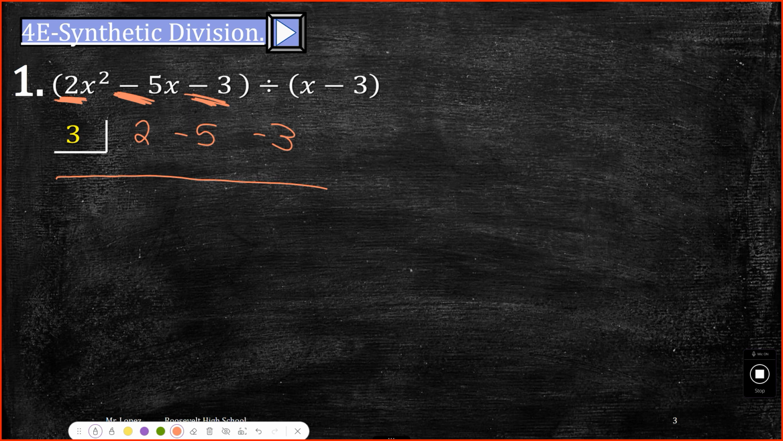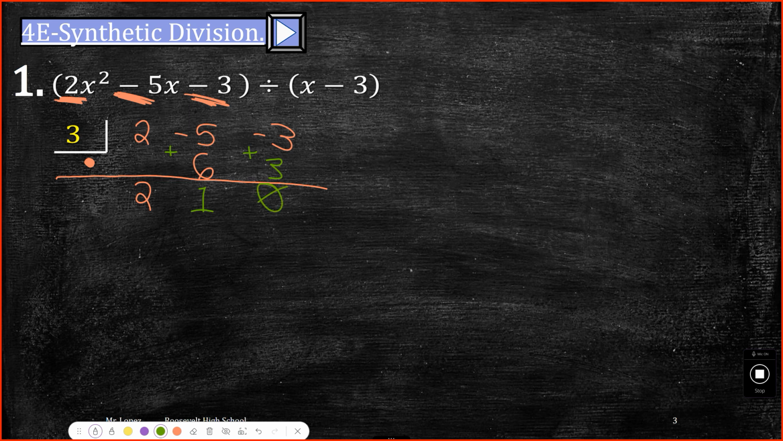Now we have it all set up. To get started, you drop the 2 to the bottom of the baseline here. Now you multiply 3, the number in the box, times this number down here. 3 times 2 is 6, and we add down: negative 5 plus 6 is 1. 3 times 1 is 3, and you add down: negative 3 plus 3 is 0. I draw across off my 0.